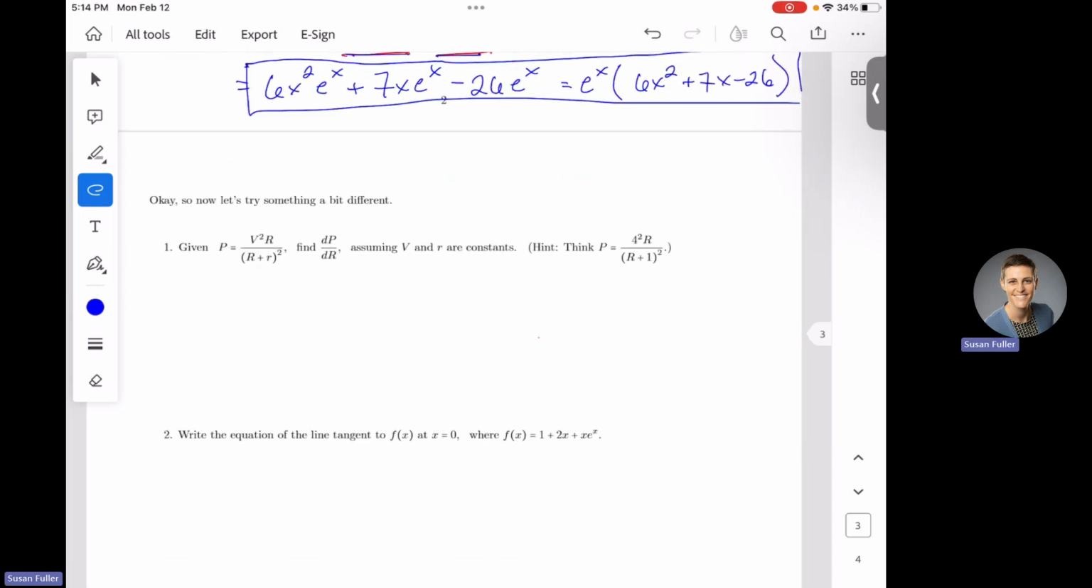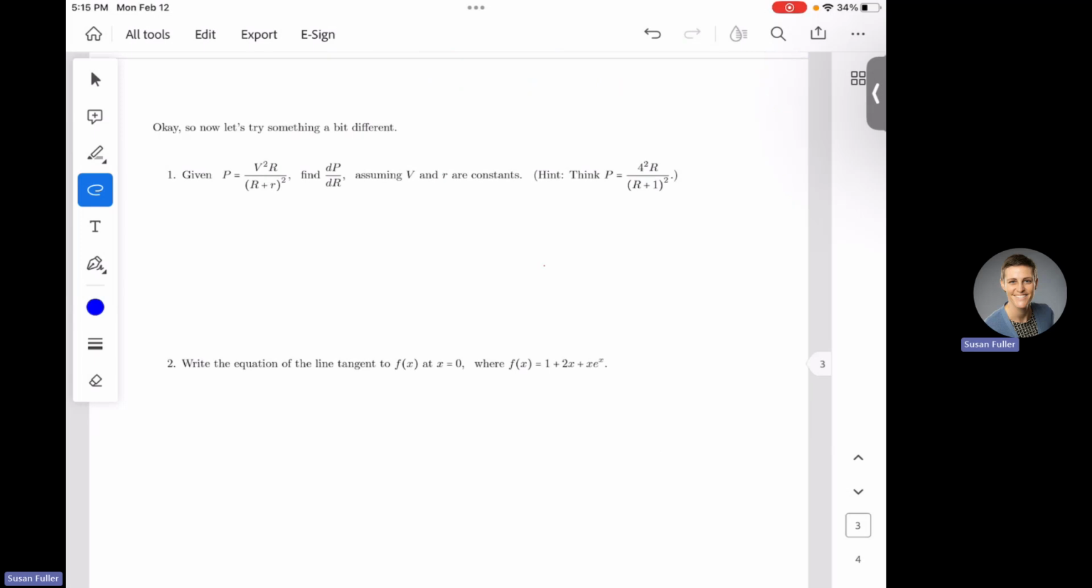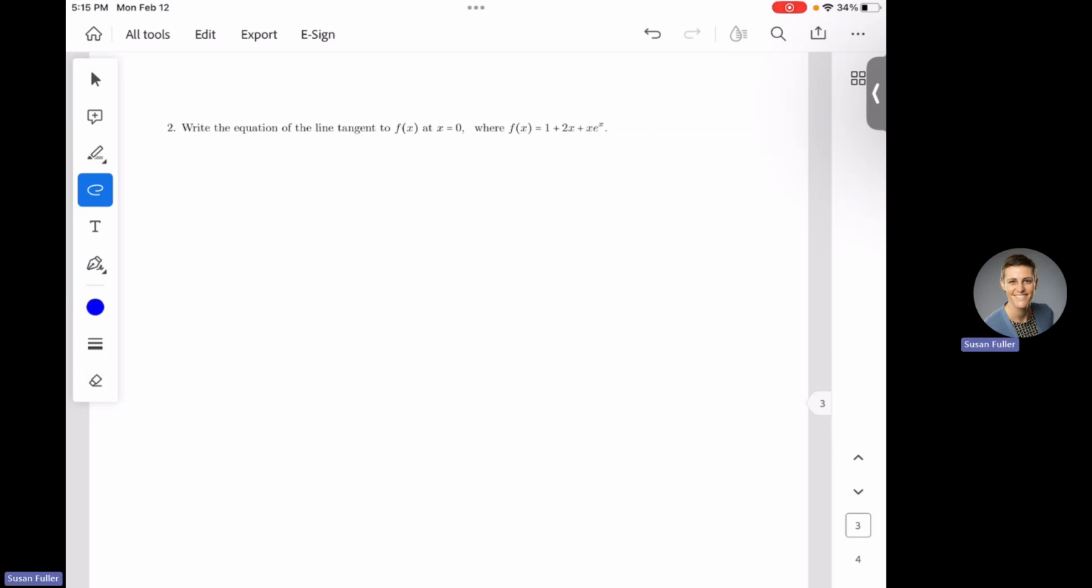All right, this one, I'm going to do in class because that is something that I want to have us start practicing. So I'm going to do that one in class to make sure that everyone sees that one. So I'm going to do that on Wednesday. So let's move on to number 2 here.